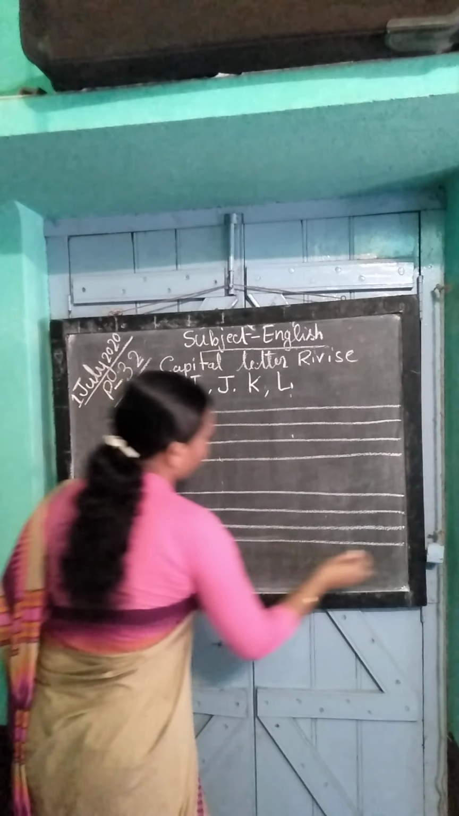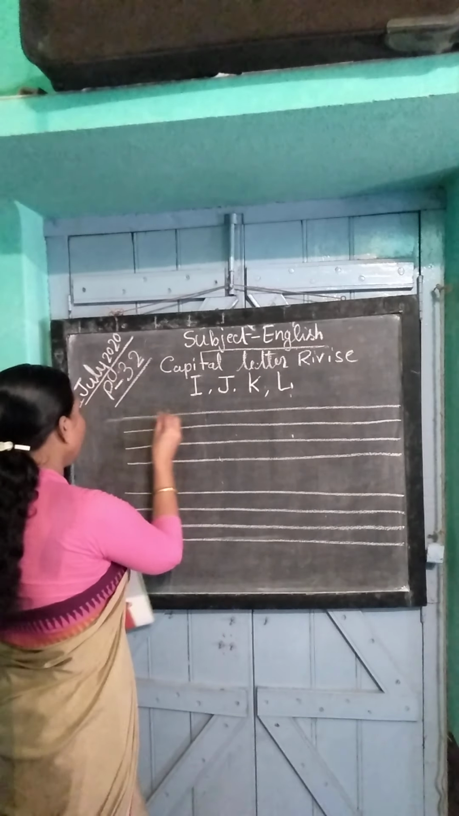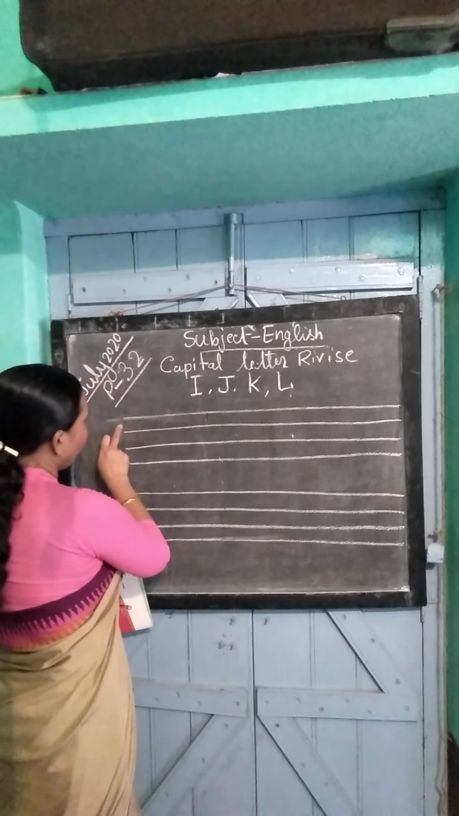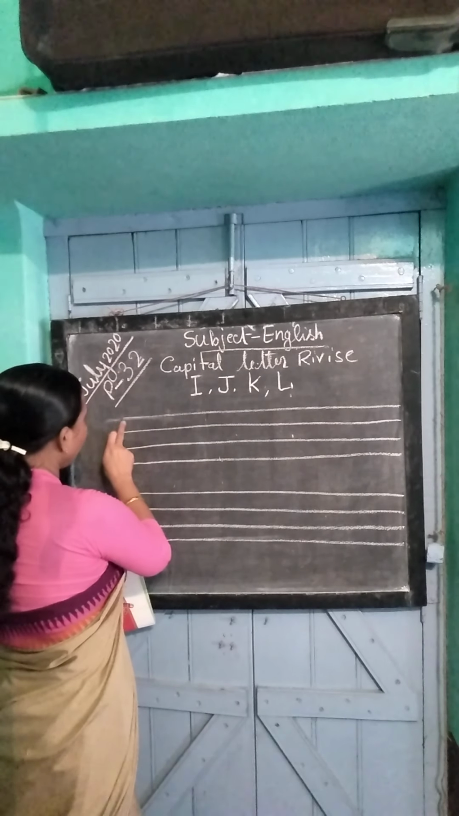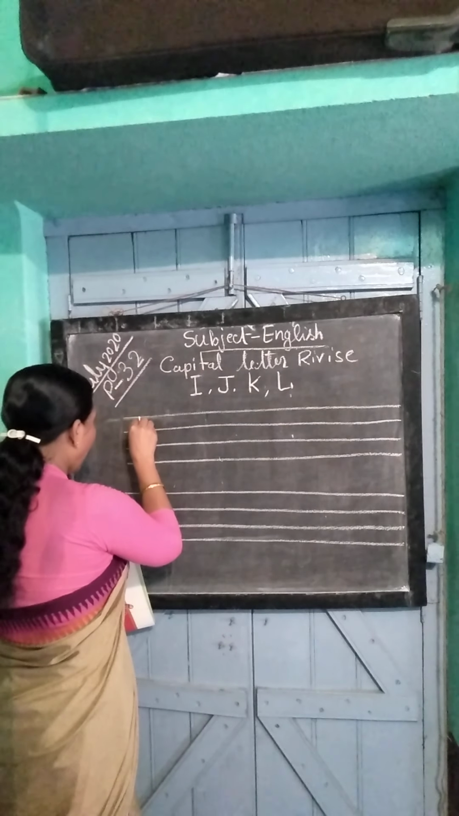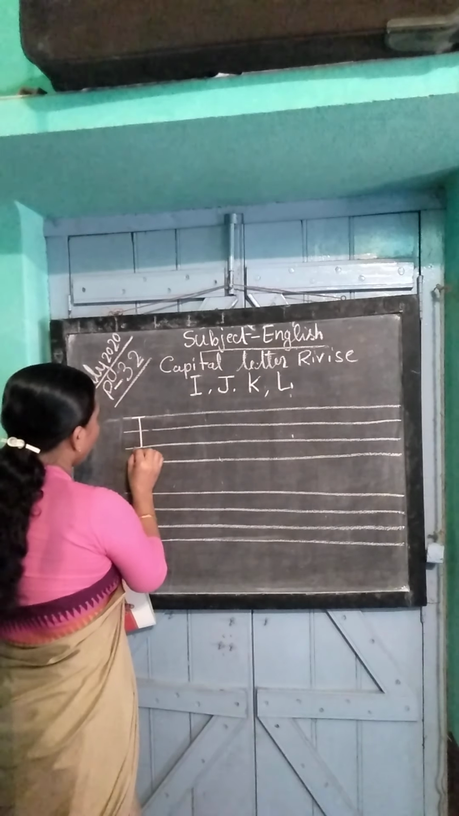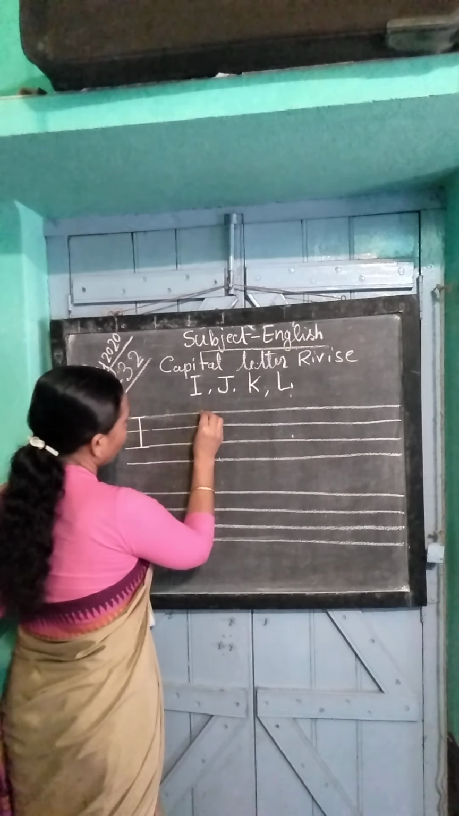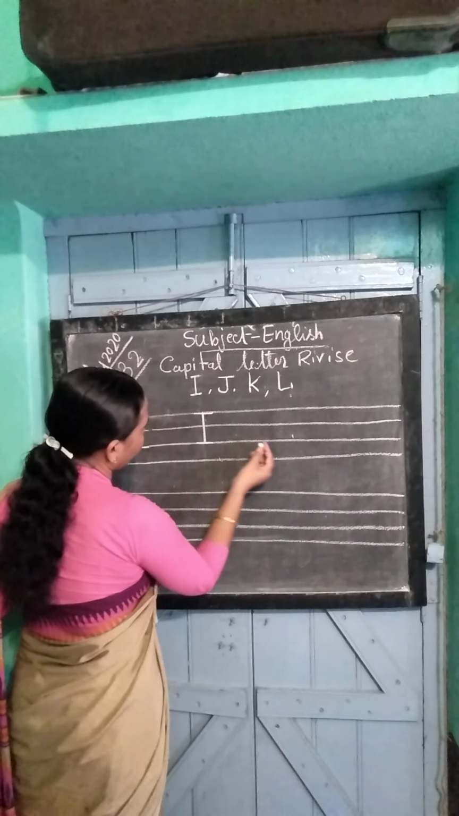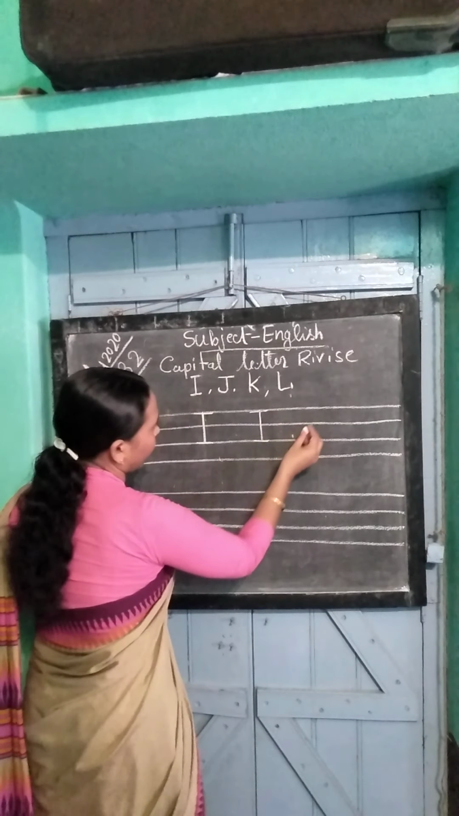Now we will write capital letter I. Okay, there are four lines. We will write only three lines. We will use 1, 2, 3. Then I will start like this, and like this. Okay, capital letter I. See nicely and write. Okay.